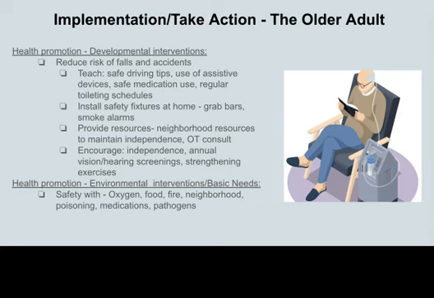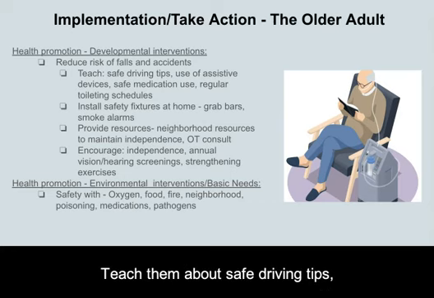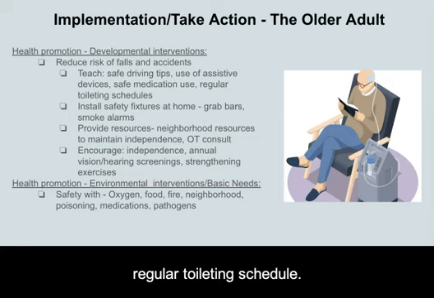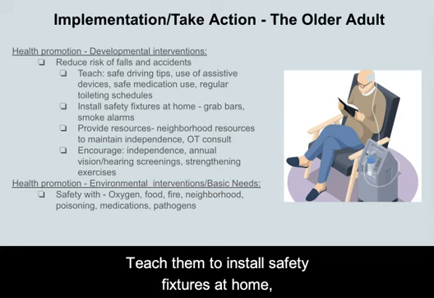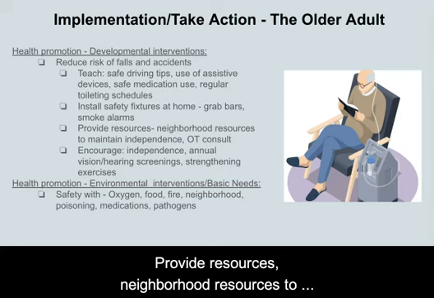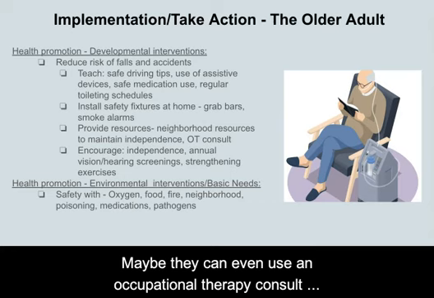How do we implement this? The implementation includes reducing the risk of falls and accidents, teach them about safe driving tips, use of assistive devices, safe medication use, regular toileting schedule, teach them to install safety fixtures at home, grab bars, smoke alarms, provide neighborhood resources to help them maintain their independence. Maybe they can even use an occupational therapy consult.